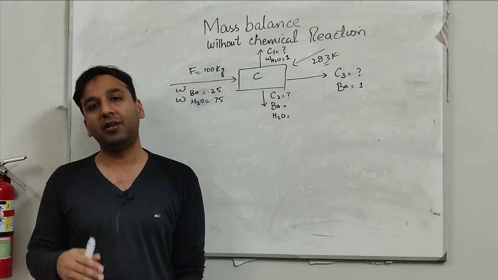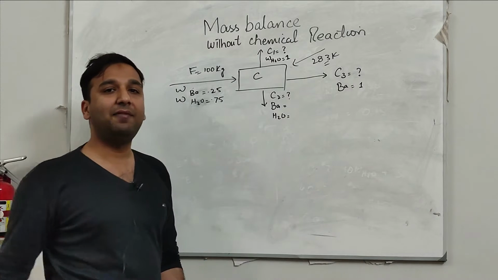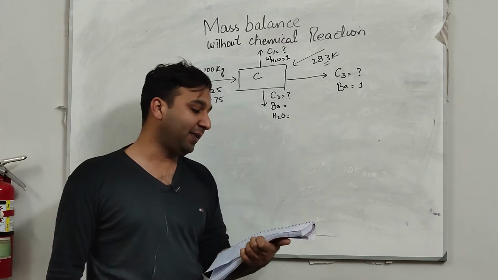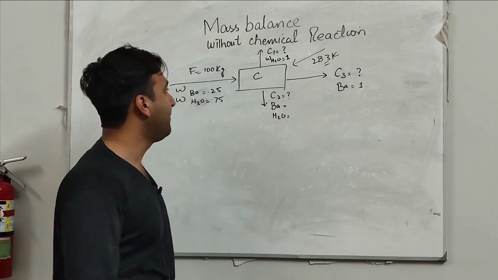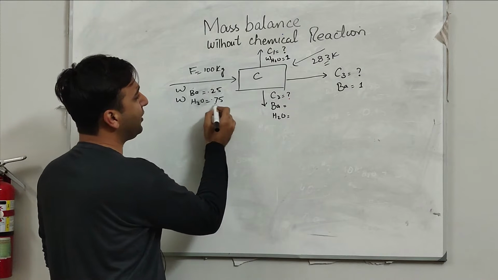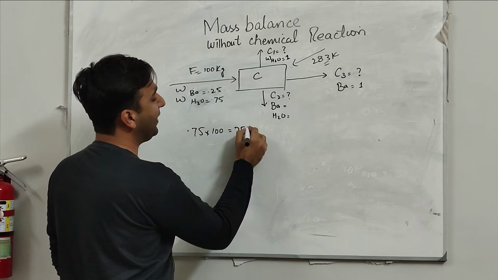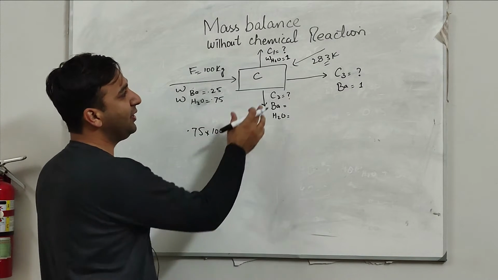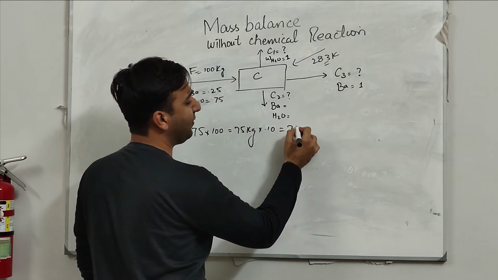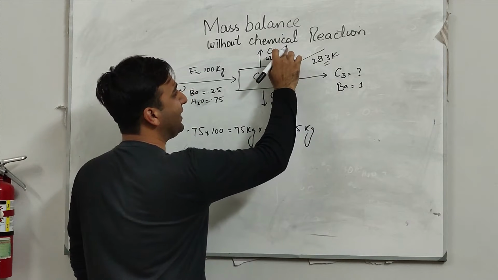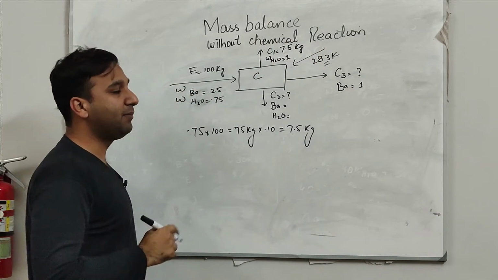If we read the question thoroughly, we can find a lot of unknowns, which I have written over here. The first unknown is that the question says that on cooling, 10% of the original water will evaporate. So what is the amount of water? The amount of water will be 0.75 multiplied by 100, so 75 kg of water is present. Its 10% will evaporate, so its 10% will be 7.5 kg. So here you can write that 7.5 kg of water will evaporate. So you have found one unknown.